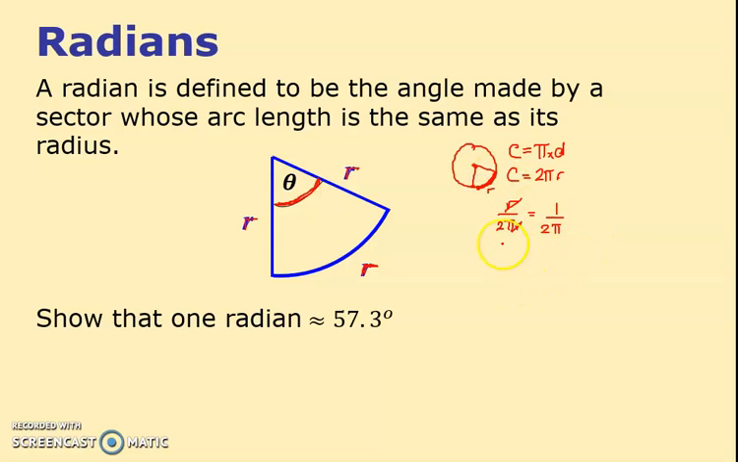Now bear in mind, I know 360 degrees is all the way round. So if it was exactly 6, I'd say it was 60 degrees. But here it's 360 divided by 2 pi, because I've got 1 out of 2 pi of the circle. And if you type that in, what do I get? So I get 360 divided by 2 pi, and I get 57.29.